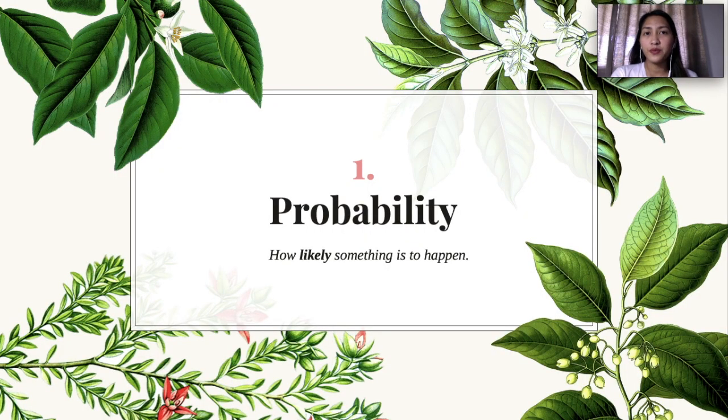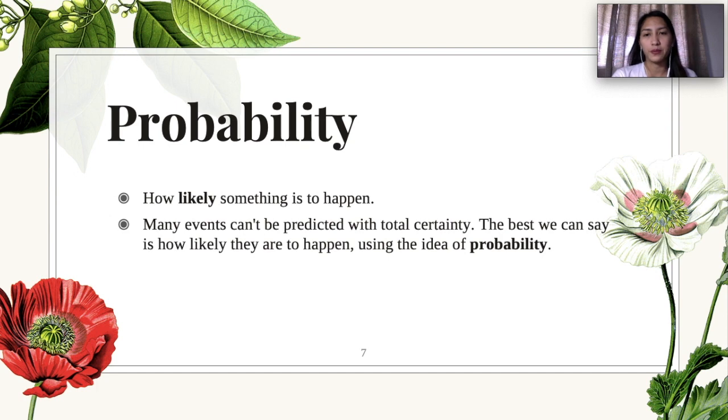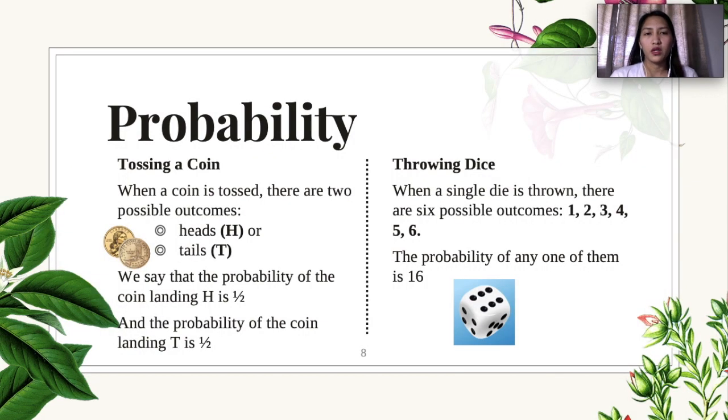So what is probability? Probability is the measure of how likely something is to happen. Many events cannot be predicted with total certainty, and the best way we can say is how likely they are to happen, using this idea of probability. We have here examples. The first example is tossing a coin, and the second example is throwing a dice.